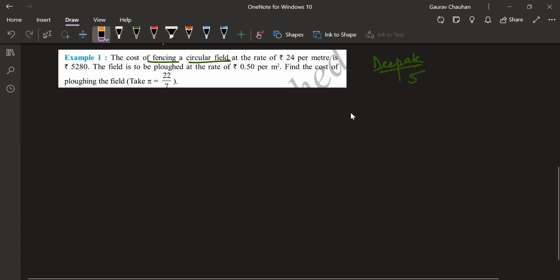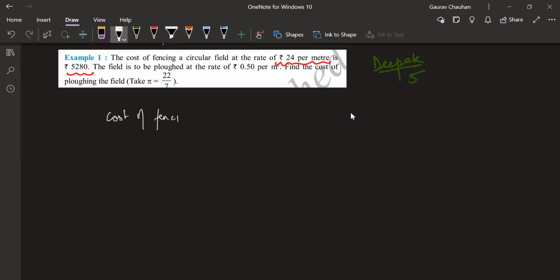So we know the shape is a circle. At the rate of 24 rupees per meter is 5280. Cost of fencing is equal to rupees 5280. Rate of fencing. Do you understand what the meaning of rate is? Rate is for 1 unit, per unit, how much are you paying? So rate of fencing is rupees 24 per meter. For every meter of fencing, they're paying rupees 24.